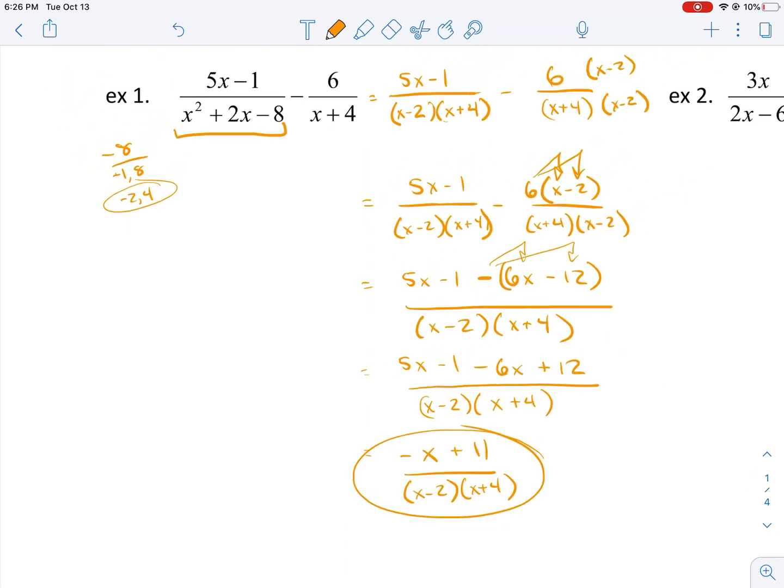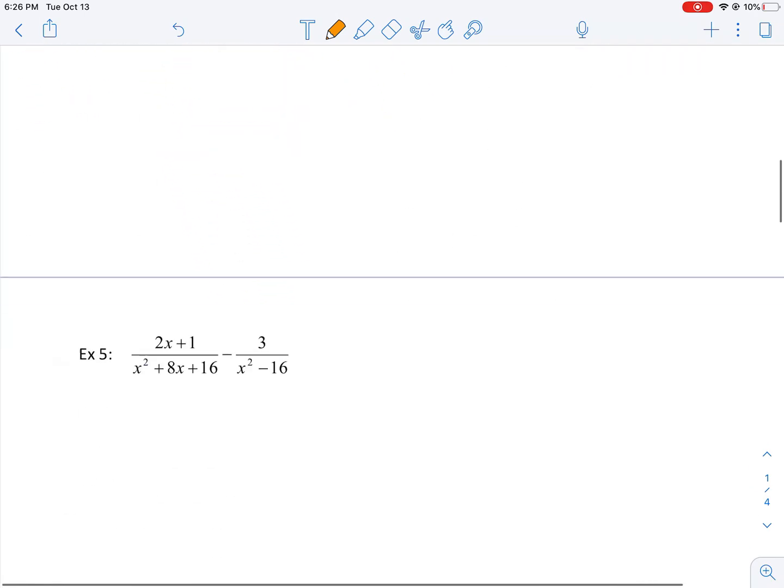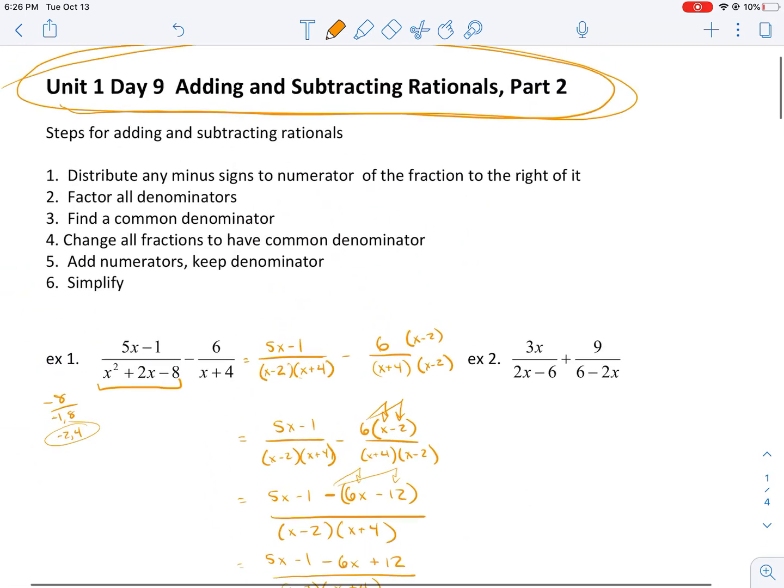Okay. How many example problems is there? 5? Perfect. Let's go.